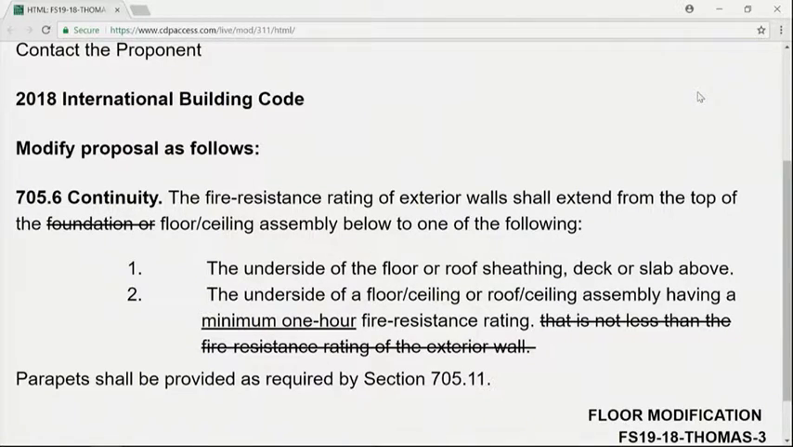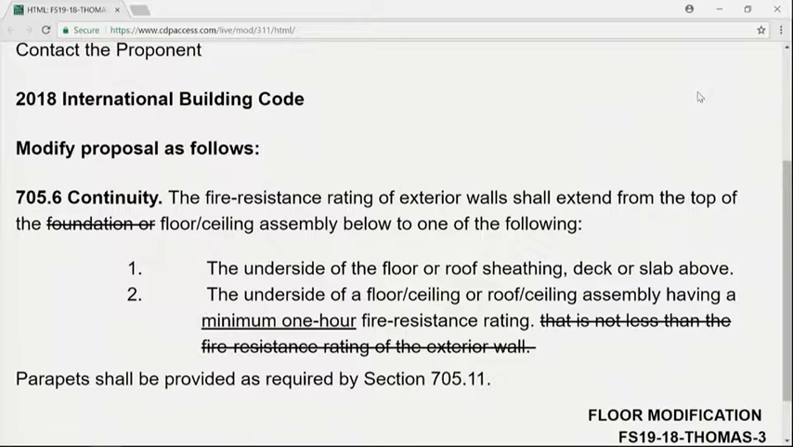Thank you. Further opposition to the modification? Amber Armstrong, City of Norman, representing myself. I kind of have the same question. Where I'm from, we have slab on grade. We don't have a floor ceiling as our first floor. So to me, this would say that the first floor would not have a rating, only above the first floor.